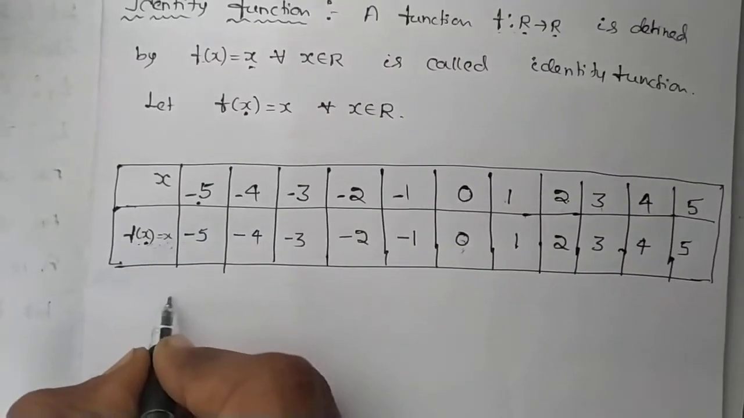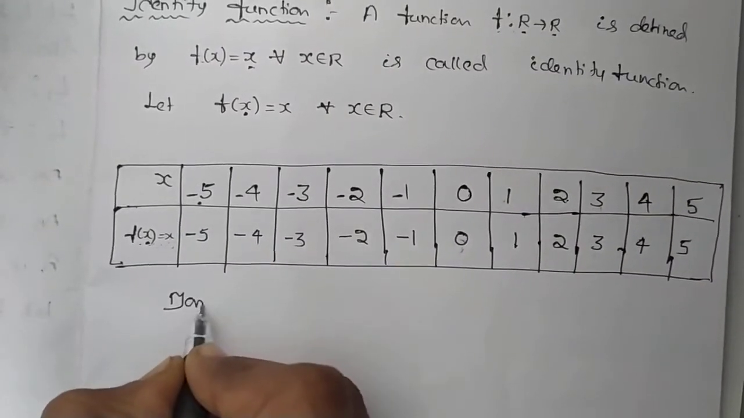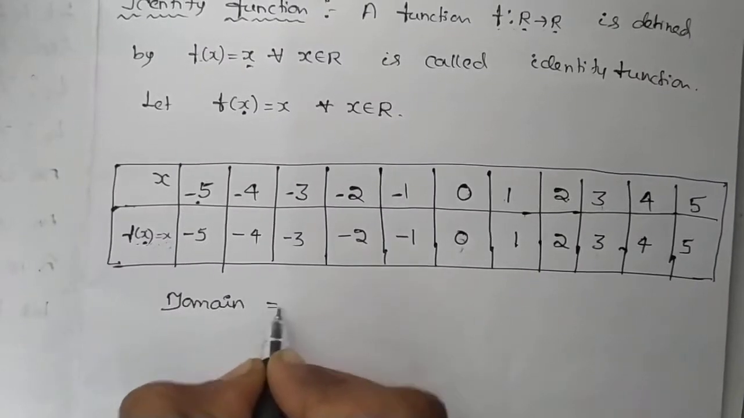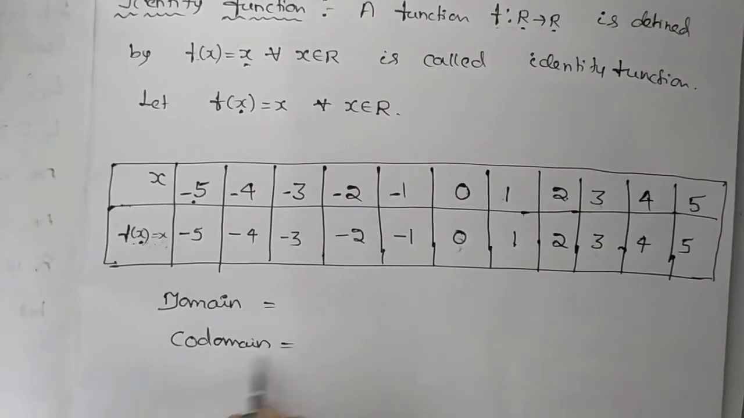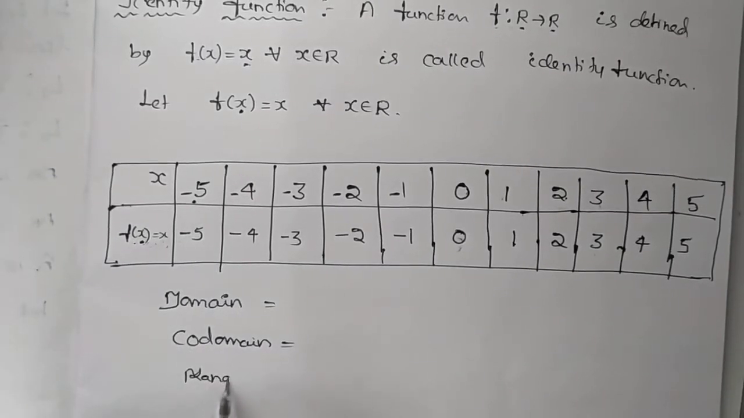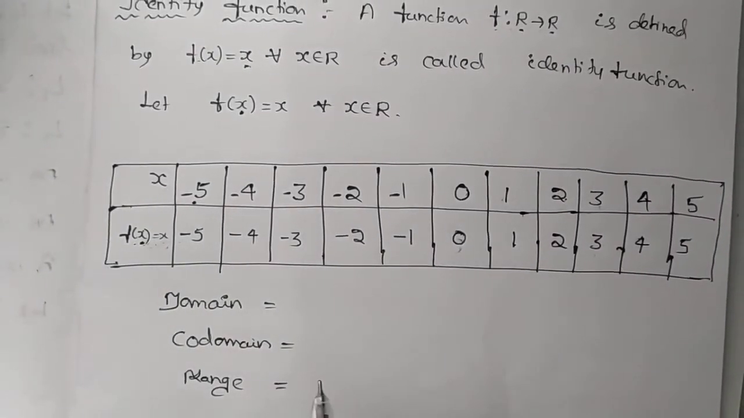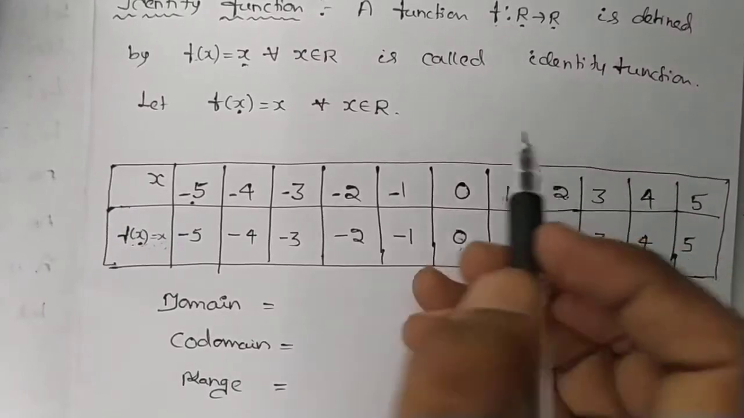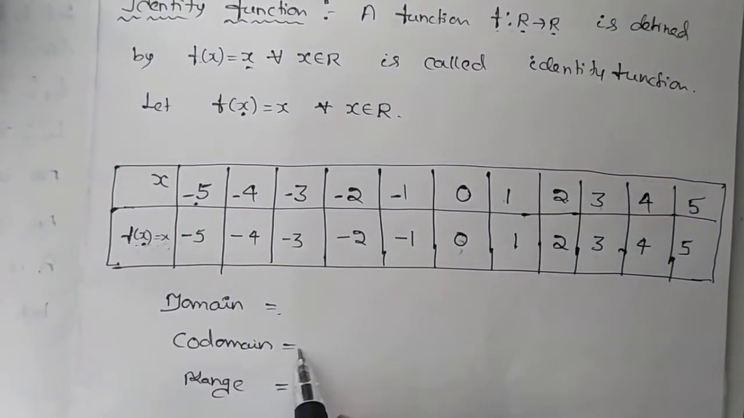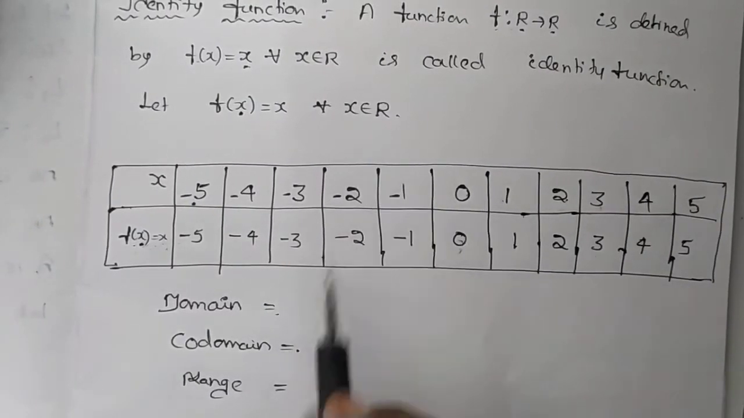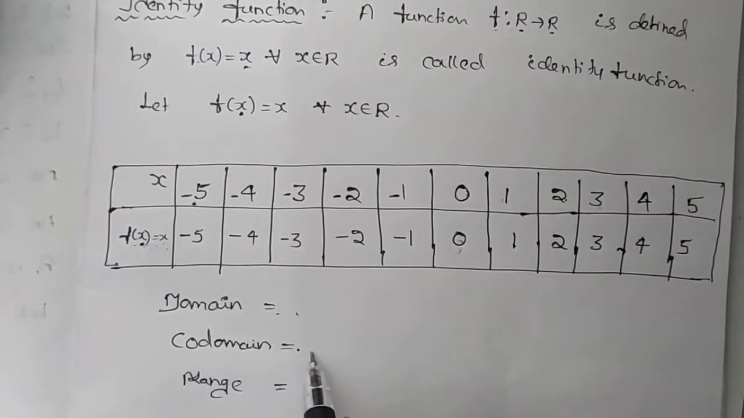Now, for this identity function, let us find out the domain, codomain and range for this function. What about the domain? What about the codomain? What about the range? You just observe that in the definition itself we have the domain and codomain.